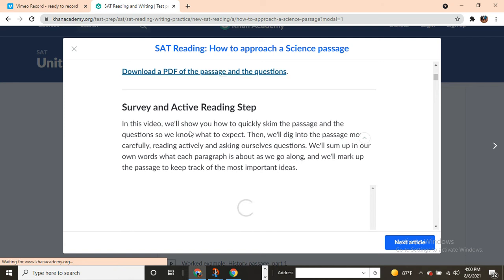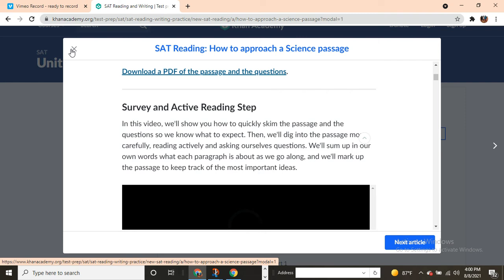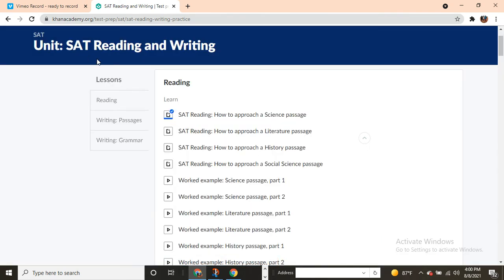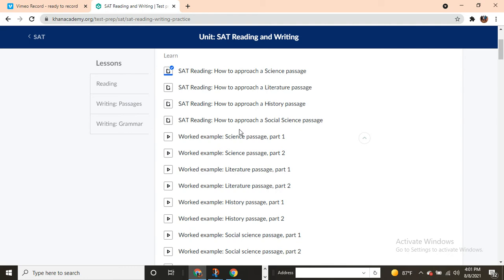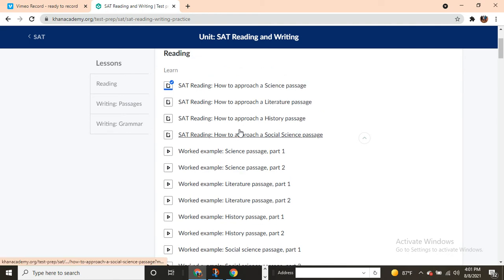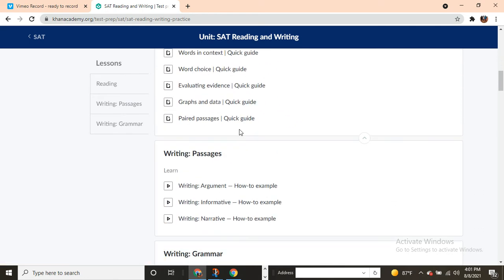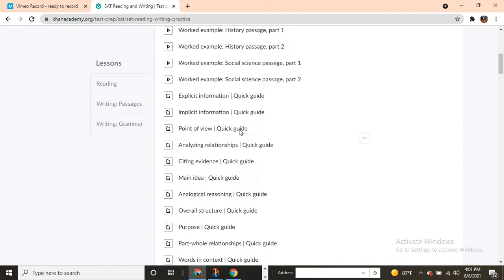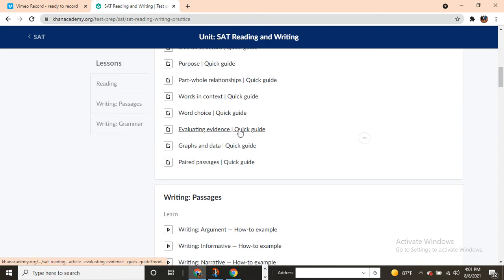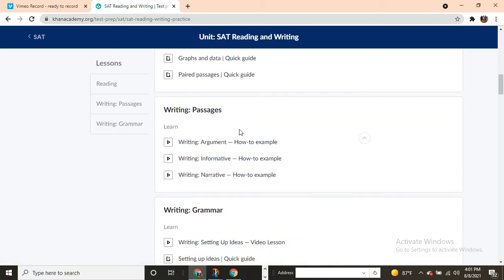This website has a good understanding of the SAT preparation. So guys, as you are preparing, don't worry, you don't have to move around looking for people to teach you. This is something that you can do while you are just at home. You see, these are the topics that are mostly asked while revising for SAT exams. In the reading part, there is the section word in context, word choice, evaluating evidence, graphs and data. Then we go to the writing passage.